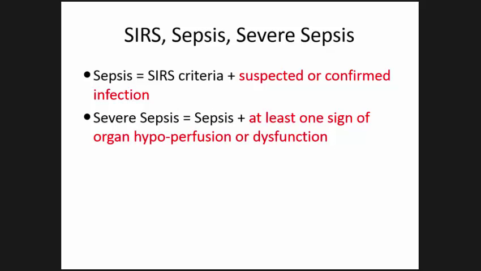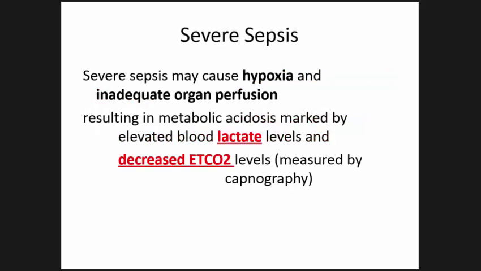So here's how this works. If you have sepsis, you have a SIRS criteria plus a suspected or confirmed infection. That's what the protocol's showing. If you have severe sepsis, which remember was the smaller circle, you have sepsis plus at least one sign of organ hypoperfusion or dysfunction. That's the difference between sepsis and severe sepsis. And we like to keep our patients from getting to severe sepsis. We don't always have that luxury.